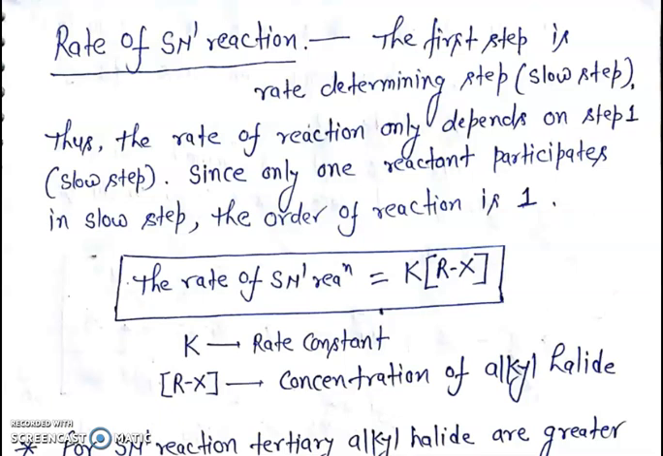It means that the first step is rate determining step. In this step, there is only one reactant, that is alkyl halide. Therefore, the rate of reaction depends on only the concentration of alkyl halide, not on the concentration of nucleophile. So, this type of reaction is called SN1 reaction. The rate of SN1 reaction is equal to K into concentration of alkyl halide. It represents that the rate of SN1 reaction depends on the concentration of alkyl halide.